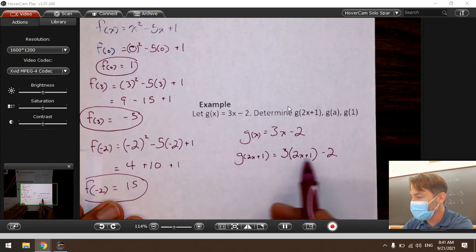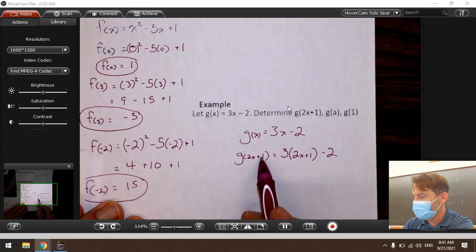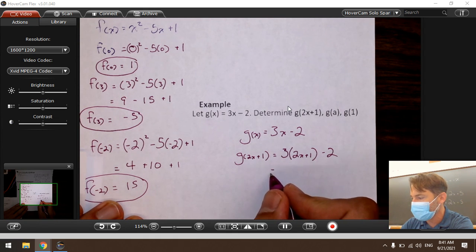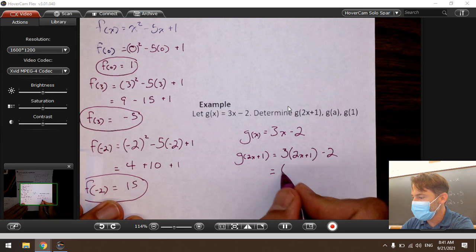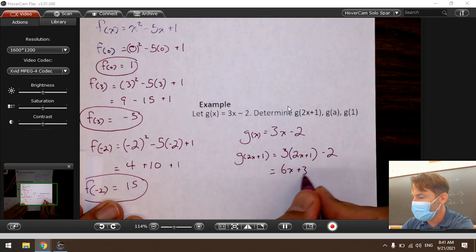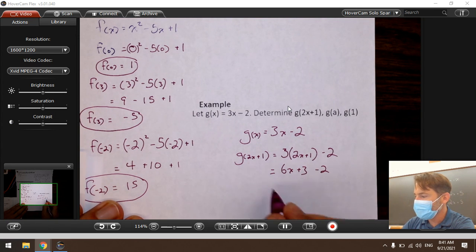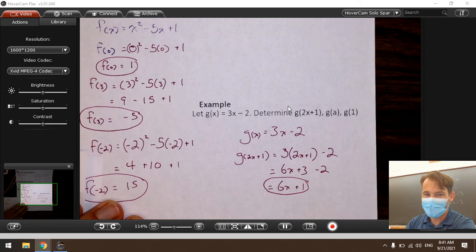So now I remember I got 3 of those because I have to have 3x, and x is now this wacky thing that's also made of x. And so I could call that 6x plus 3 minus 2 equals 6x plus 1. So circle it, final answer. Okay? And yes, I could rewrite g at 2x plus 1 there. It might be a little nicer.